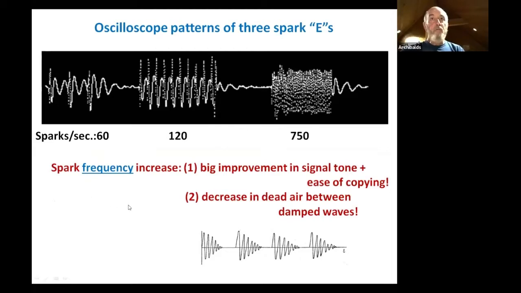So they realized early on that the old buzzers would be in the 60 to 120 hertz range, but if they could get some way to increase the frequency of sparks, they could fill in the gaps down here and get something closer to a true continuous wave. And there was a big improvement in how easy this was to copy compared to these nasty signals. So what they came up with was what they called a rotary spark gap.